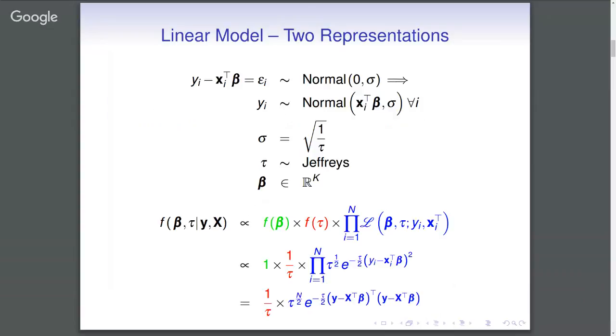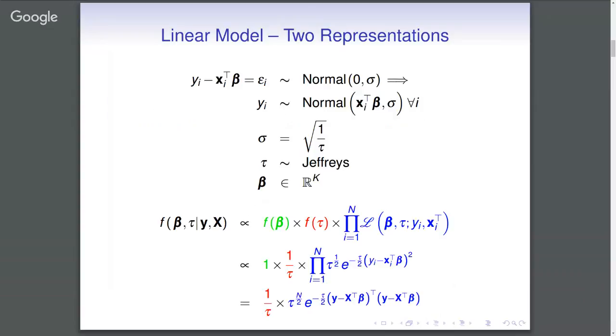Once we have data on y, then this in effect becomes the likelihood function that we want to condition on when we do stuff.